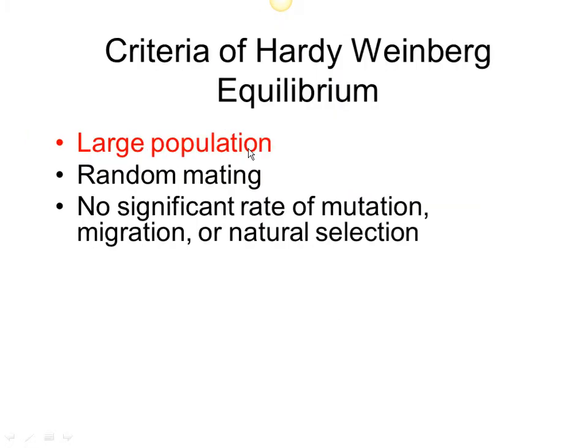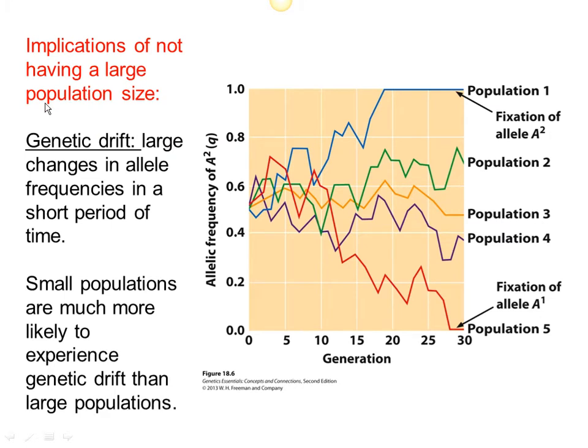So what are the effects of population size on genetic equilibrium? If the population is not very large, then it will not be in equilibrium, and it can undergo what's called genetic drift. Genetic drift is driven by random deaths and matings, and what it results in is large changes in allele frequencies in a very short period of time. So small populations are at risk for genetic drift.